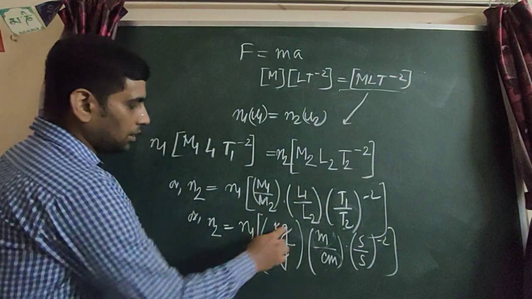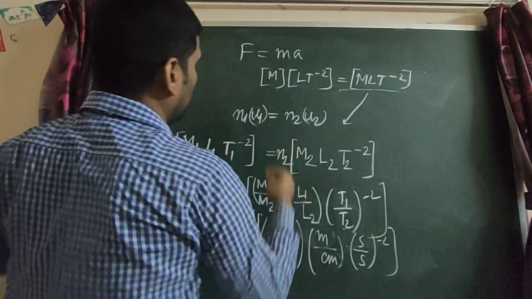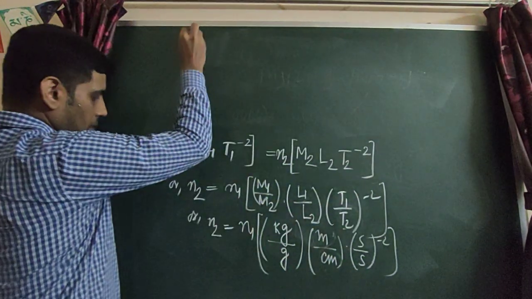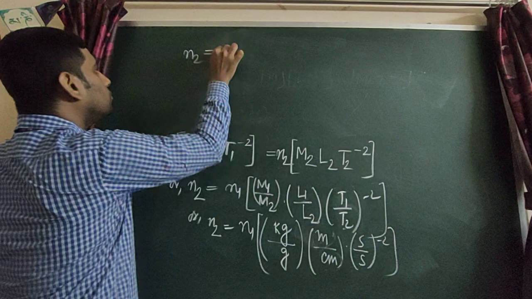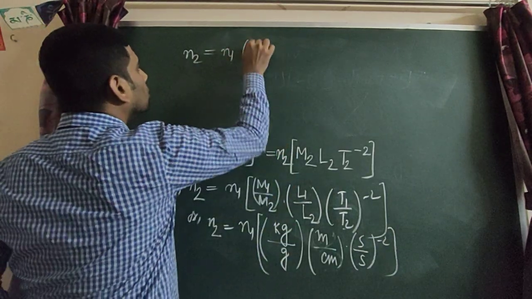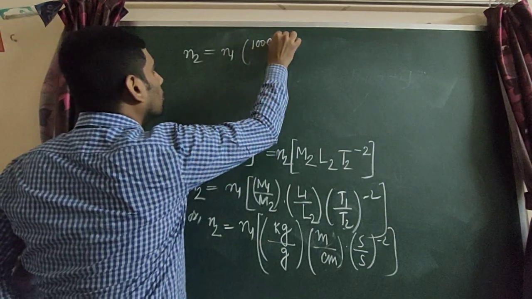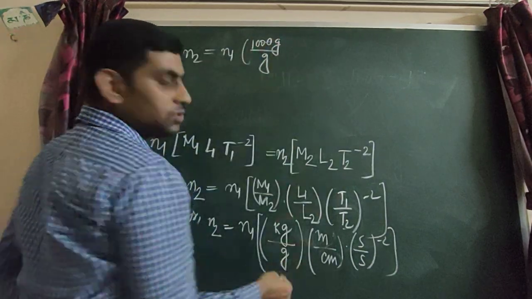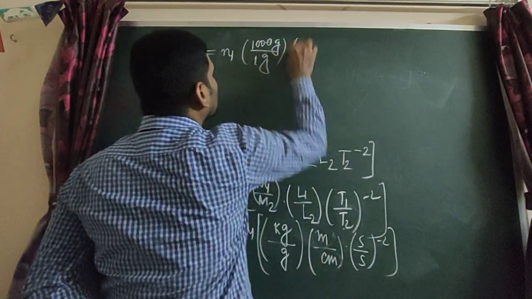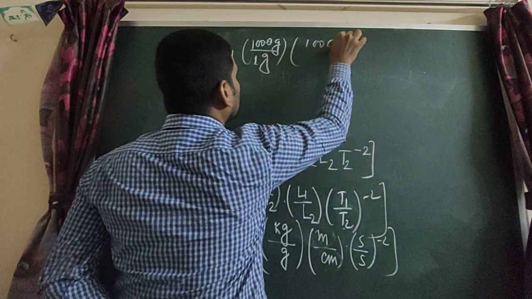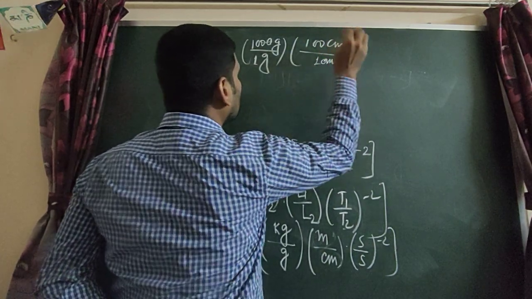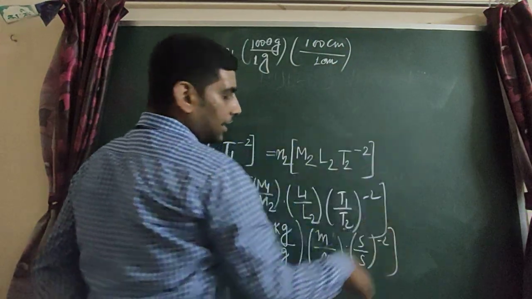Now this one, I am coming here. From the last line, you see, N2 is equals to N1 into kilogram by gram, means 1000 gram by 1 gram. Now meter by centimeter means 100 centimeter, pardon me, by 1 centimeter, and in second that cancels out.